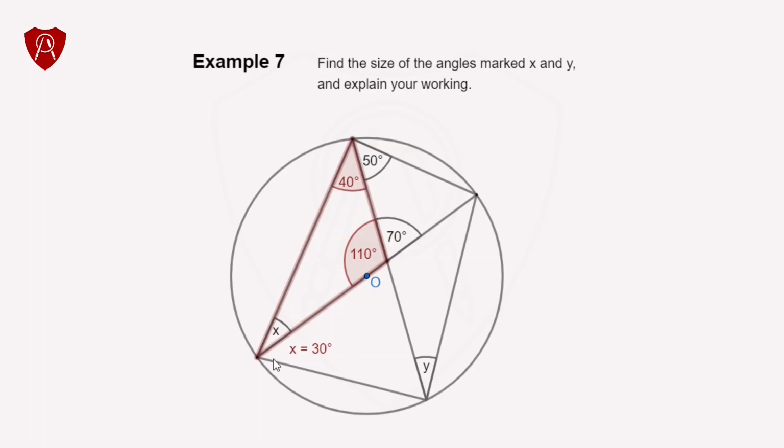Try to think of a different approach and use it to solve for x and still get 30 degrees if you are correct. Now, with x being known, we can find that y is also 30 degrees. Reason: x and y are angles in the same segment.